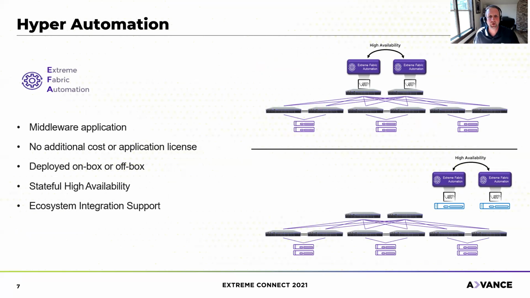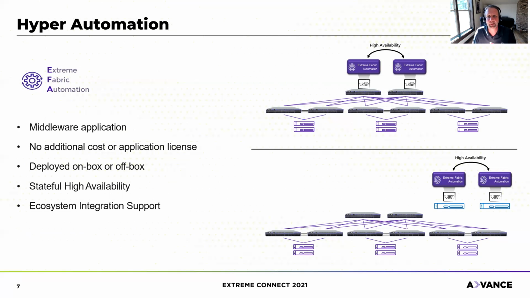Now let's talk about hyperautomation. In this case, we're achieving hyperautomation through Extreme Fabric Automation. Extreme Fabric Automation is an application, but it's an application that we provide at no additional cost. There's no additional license for Extreme Fabric Automation. The cool thing here is that it can be deployed in two different ways. It can be deployed on box. On box means that it runs inside of a VM inside the switch itself.